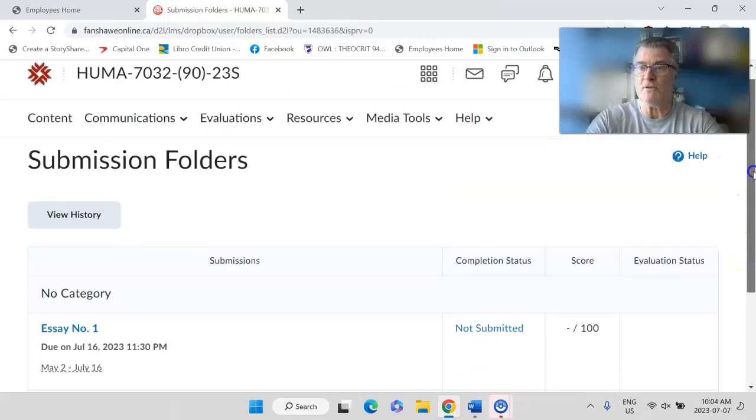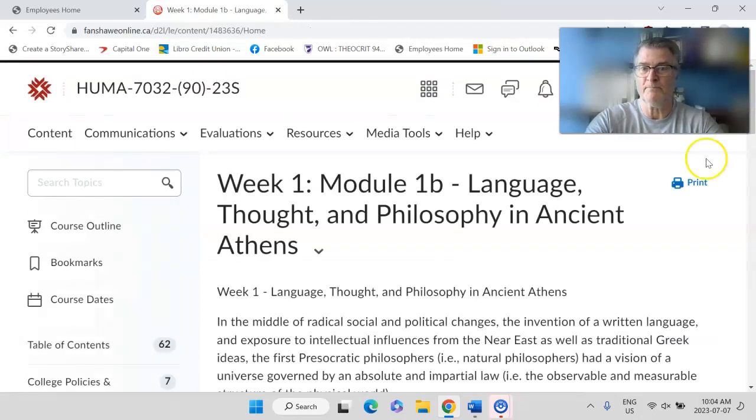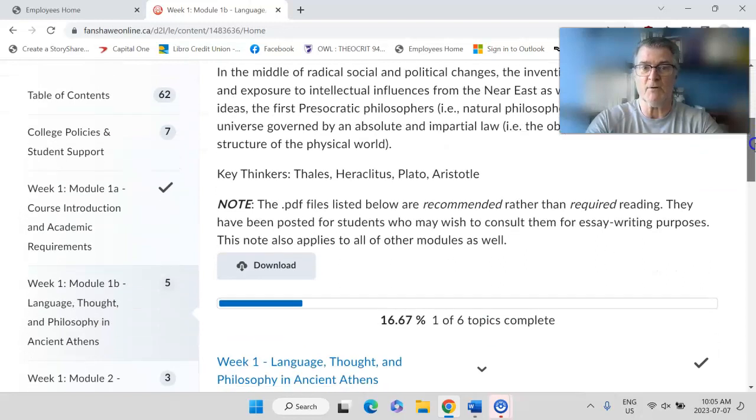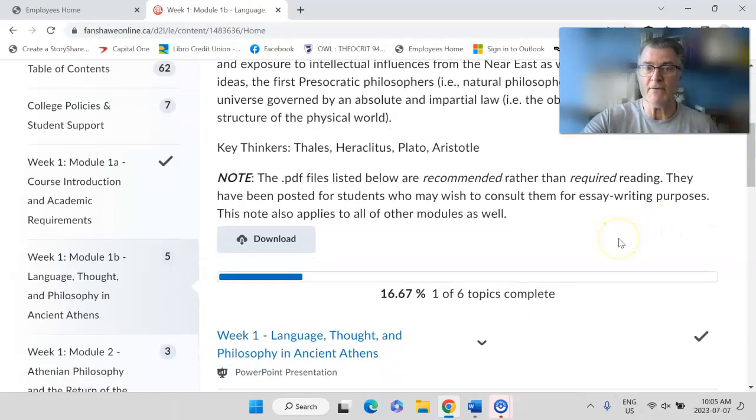Now, the thing I want to show you here that is really going to be helpful to students. Okay, so let's say Module 1, Language, Thought, and Philosophy in Ancient Athens. So we talked about this. Here are some key thinkers. Now, again, I write here the PDF files listed below are recommended rather than required reading. They have been posted for students who wish to consult them for essay writing purposes. This note also applies to all the other modules as well.